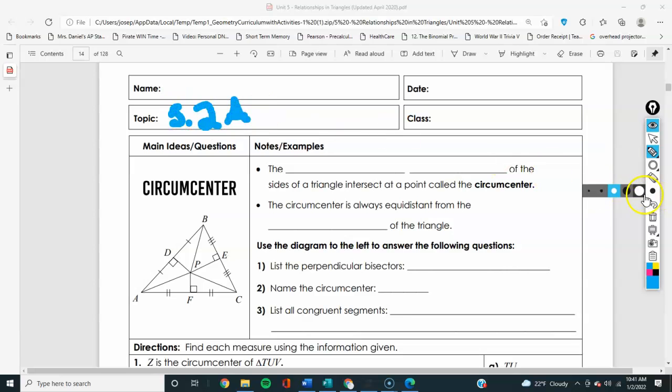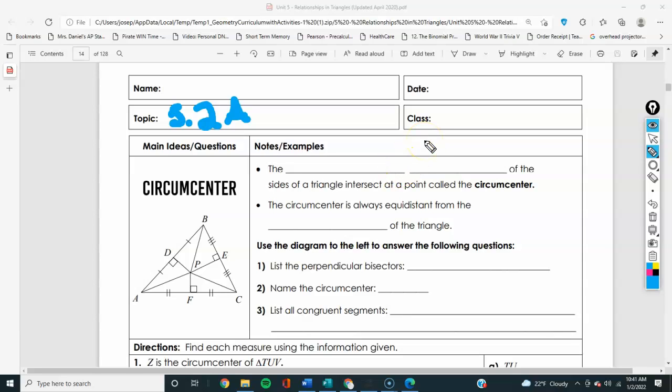5.2a. Make that a little bit smaller so we can actually see it. We are starting our special segments in triangles. Hooray! And there was much rejoicing among the people.